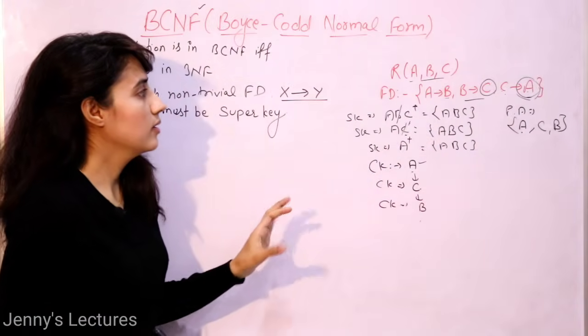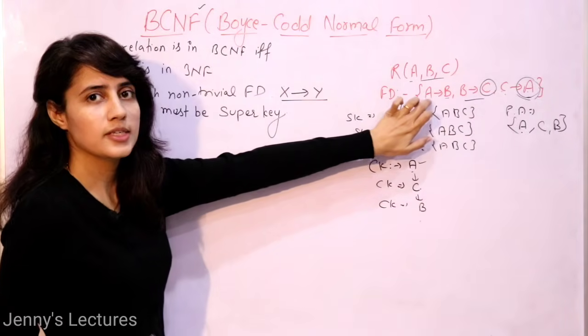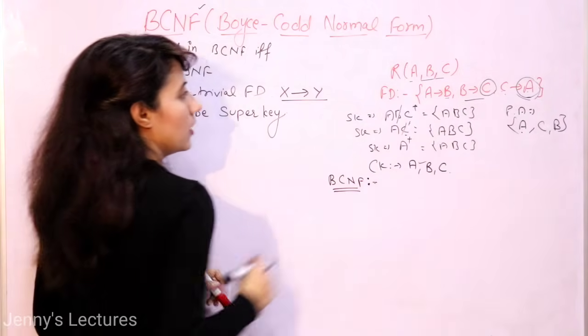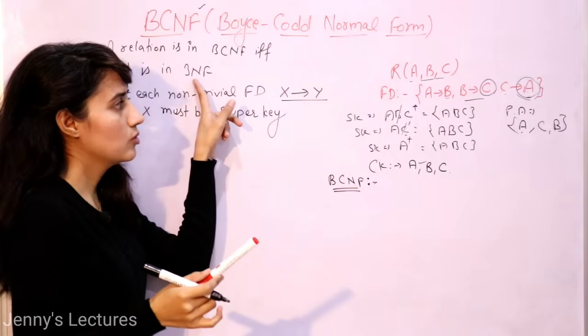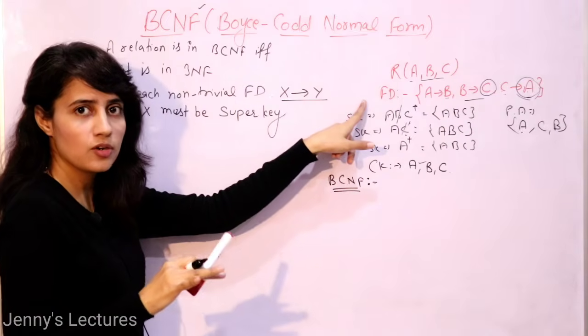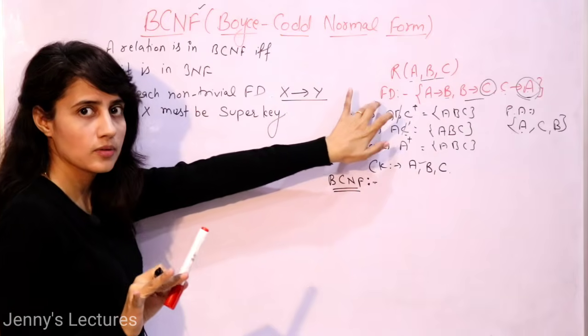Now you check whether this is in BCNF or not. Now check for each dependency. First of all it should be in third NF. So this is in third NF. I have taken this kind of example so that it is already in third NF, right?